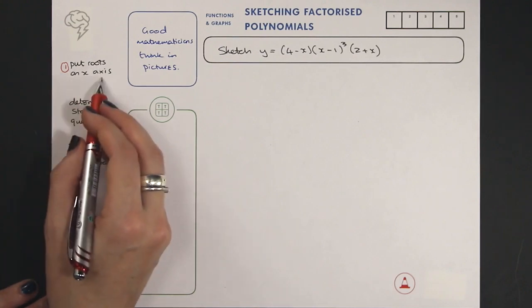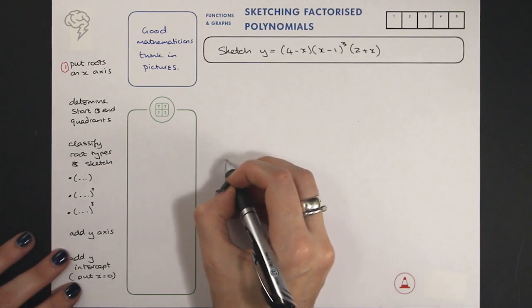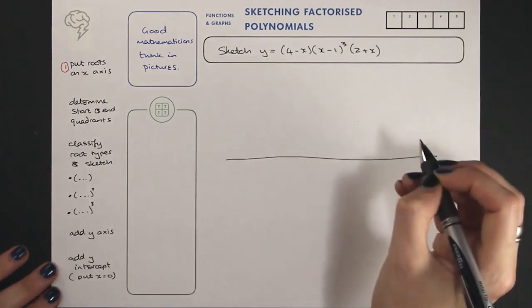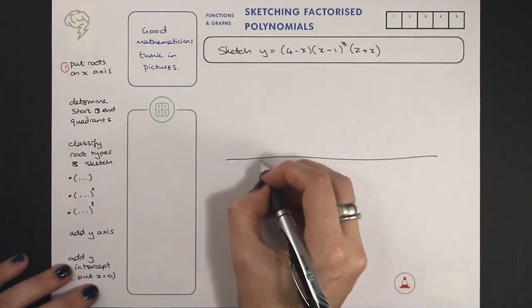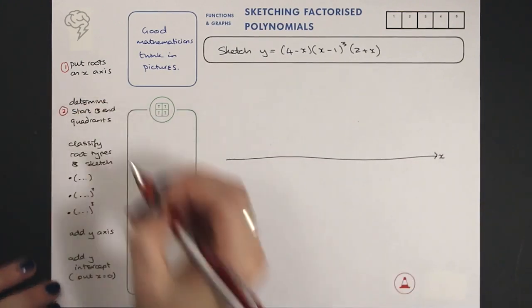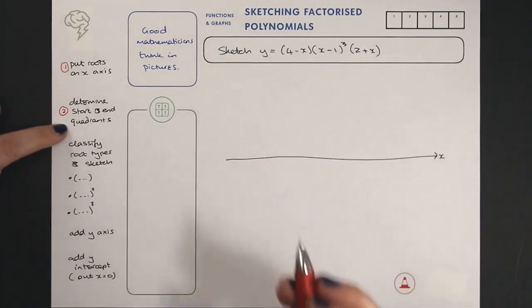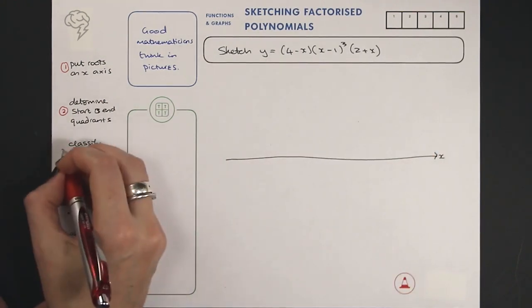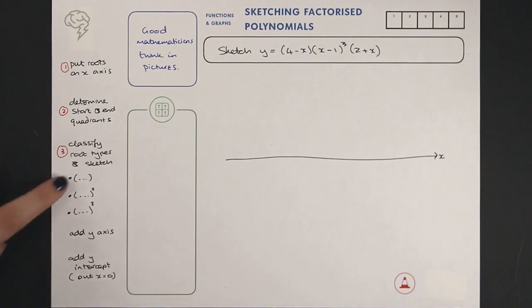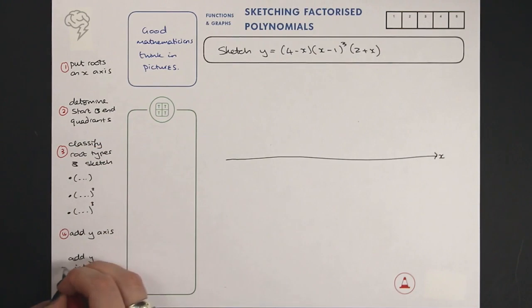We're going to start by putting the roots on an x-axis. Okay, so we're going to start like this, which may seem a bit weird, but bear with me, this does work. And we're going to put the roots on this x-axis. Then we're going to determine the start and end quadrants for the graph, and I'll explain what that means in a minute. We're going to classify the root types. There's 3 types. Add a y-axis right at the end, and then put that y-intercept on.